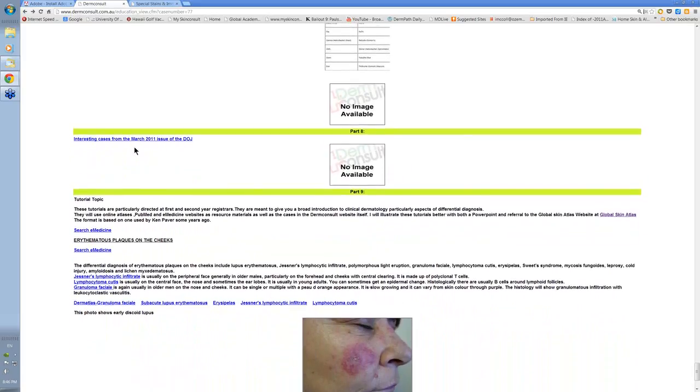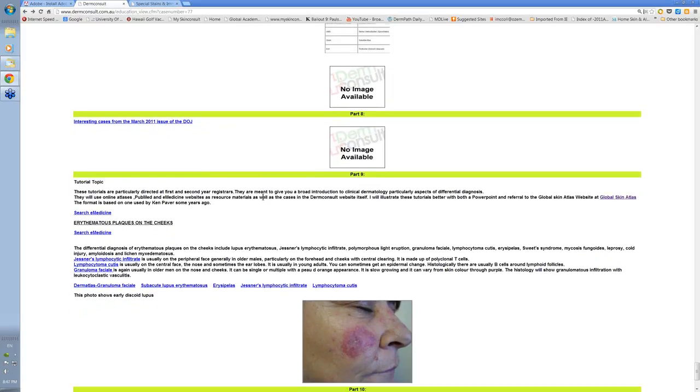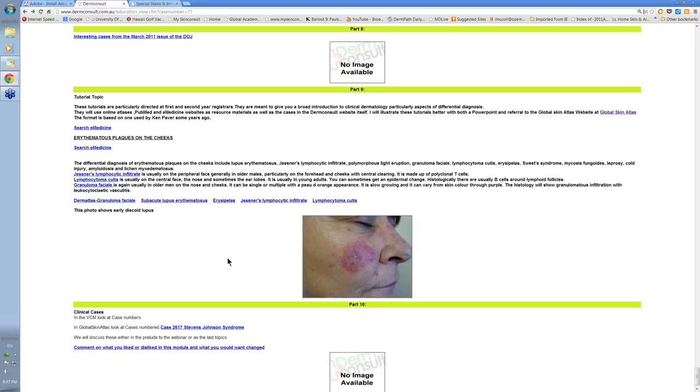We'll also in the webinar look at some of the interesting cases in this issue of the Dermatology Online Journal. And the tutorial topic that we'll do in the webinar itself is looking at erythematous plaques on the cheeks, and they may be red scaly or they may be red non-scaly. The typical red scaly plaques on the cheeks would be things like discoid lupus, obviously skin cancer, solar damage.